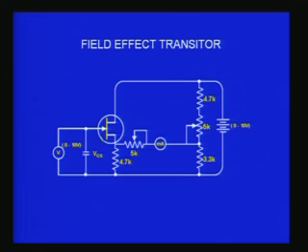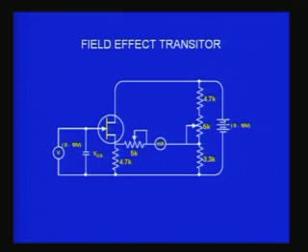I have a field effect transistor and a set of resistors. If you look at it, it is something like a bridge, a Wheatstone bridge. One arm of the bridge has the drain source resistance of the field effect transistor. The other arm has 4.7 k and a variable 5 k in series. The third arm has 4.7 k. The fourth arm has 3.3 k.